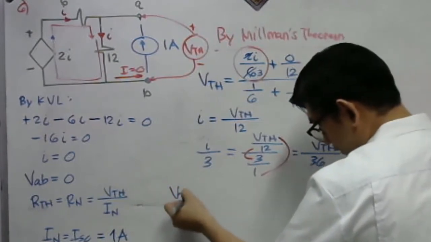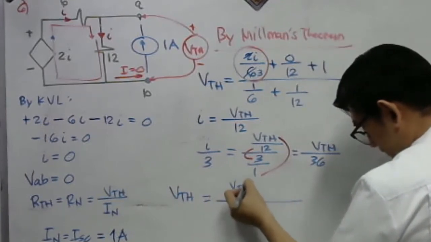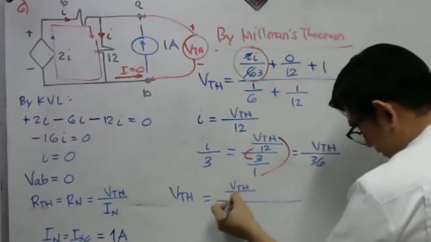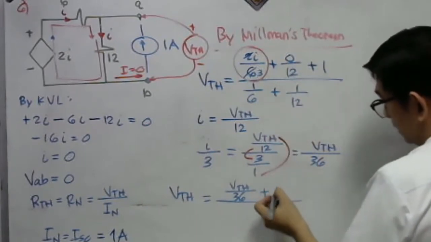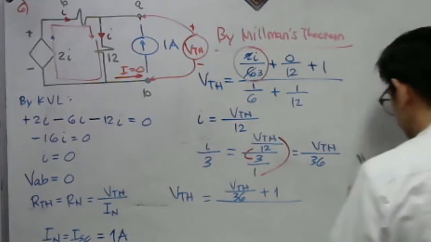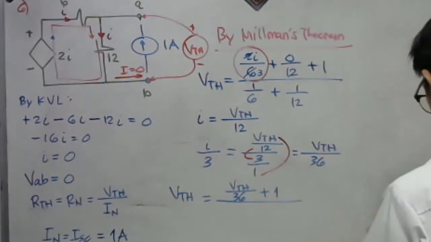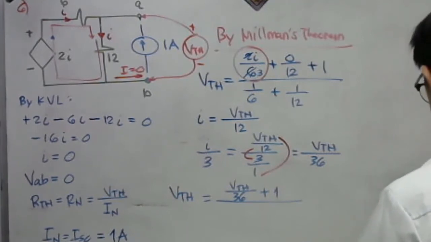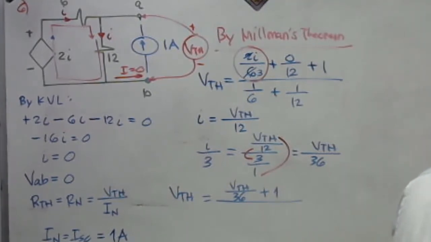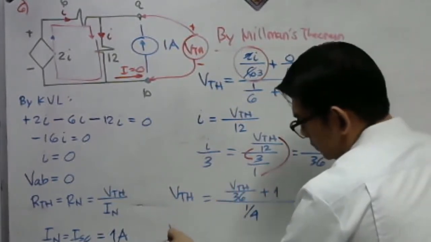So, our VTH is equal to VTH over 36 plus, well, anyway, this is just 0, then plus 1. So, we have 1 over 6 plus 1 over 12. That is actually 1/4 only. That is just 1/4. We can shift solve this.